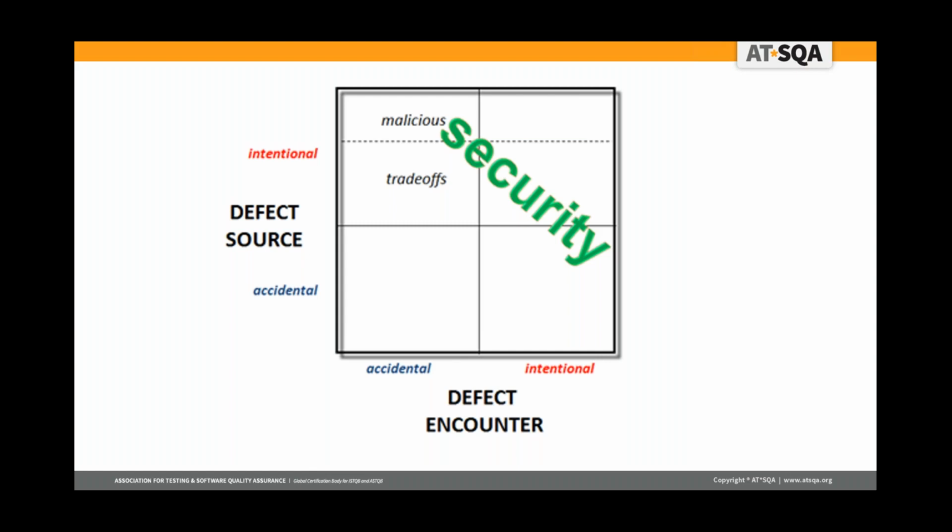Also, there are a couple of quadrants that we never really had thought about before. That is the top half of the drawing. We are looking at intentionality of people intentionally putting in defects and obviously intentionally trying to encounter those defects, even the ones that they put in. Also led me to think about there really are two types of intentional defects.